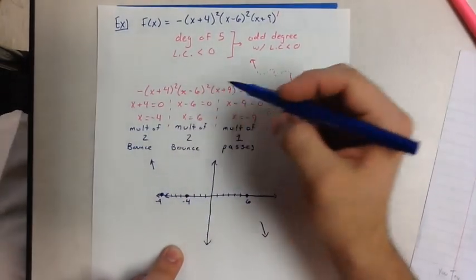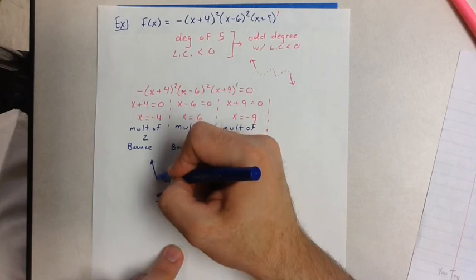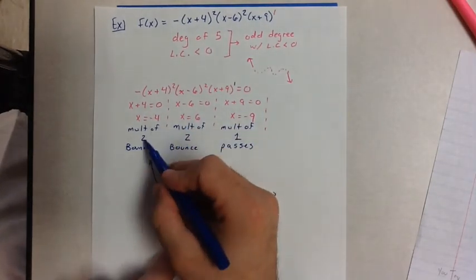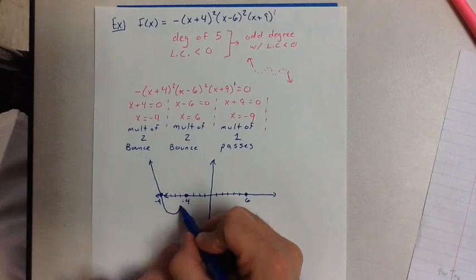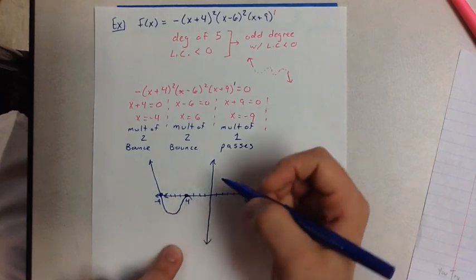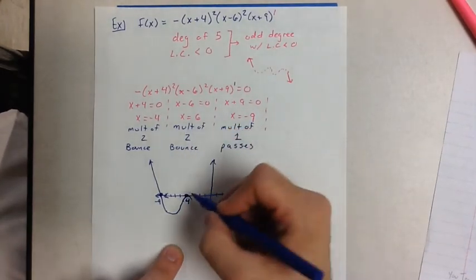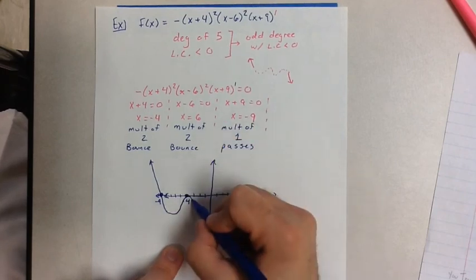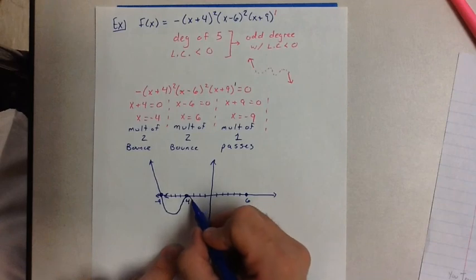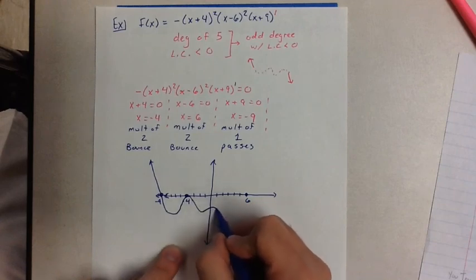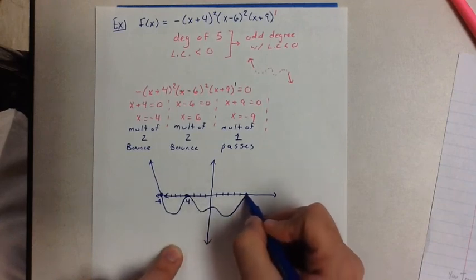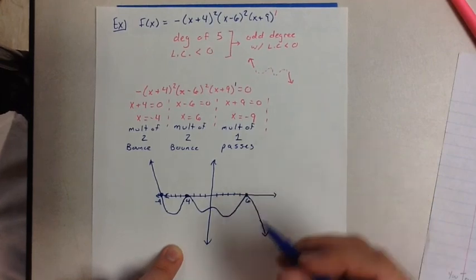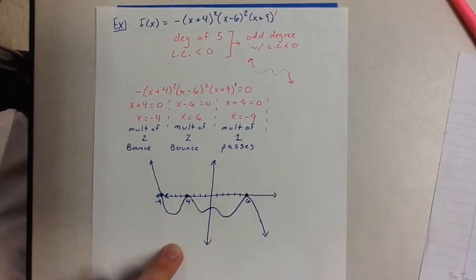So let's connect. So at negative 9 we pass through. At negative 4, we bounce off. And then at 6, all the way over here, we bounce again. Now, what happens between here, we don't know. So I can easily just give us a couple of extrema. And then at 6, we have a bounce.